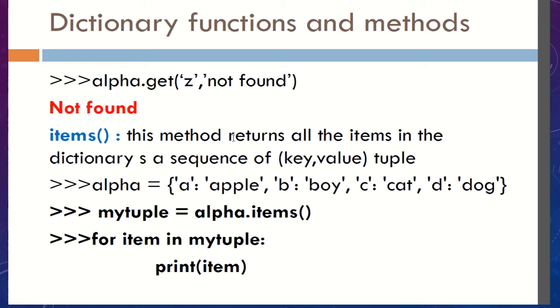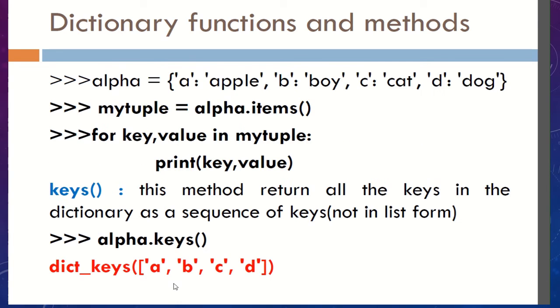Next is items. This method returns all the items in the dictionary as a sequence of key value tuples, like alpha with a apple, b, this is the dictionary and values available. my_tuple equals alpha.items(). For item in my_tuple, print item. So if you do this, you will find what the items are.